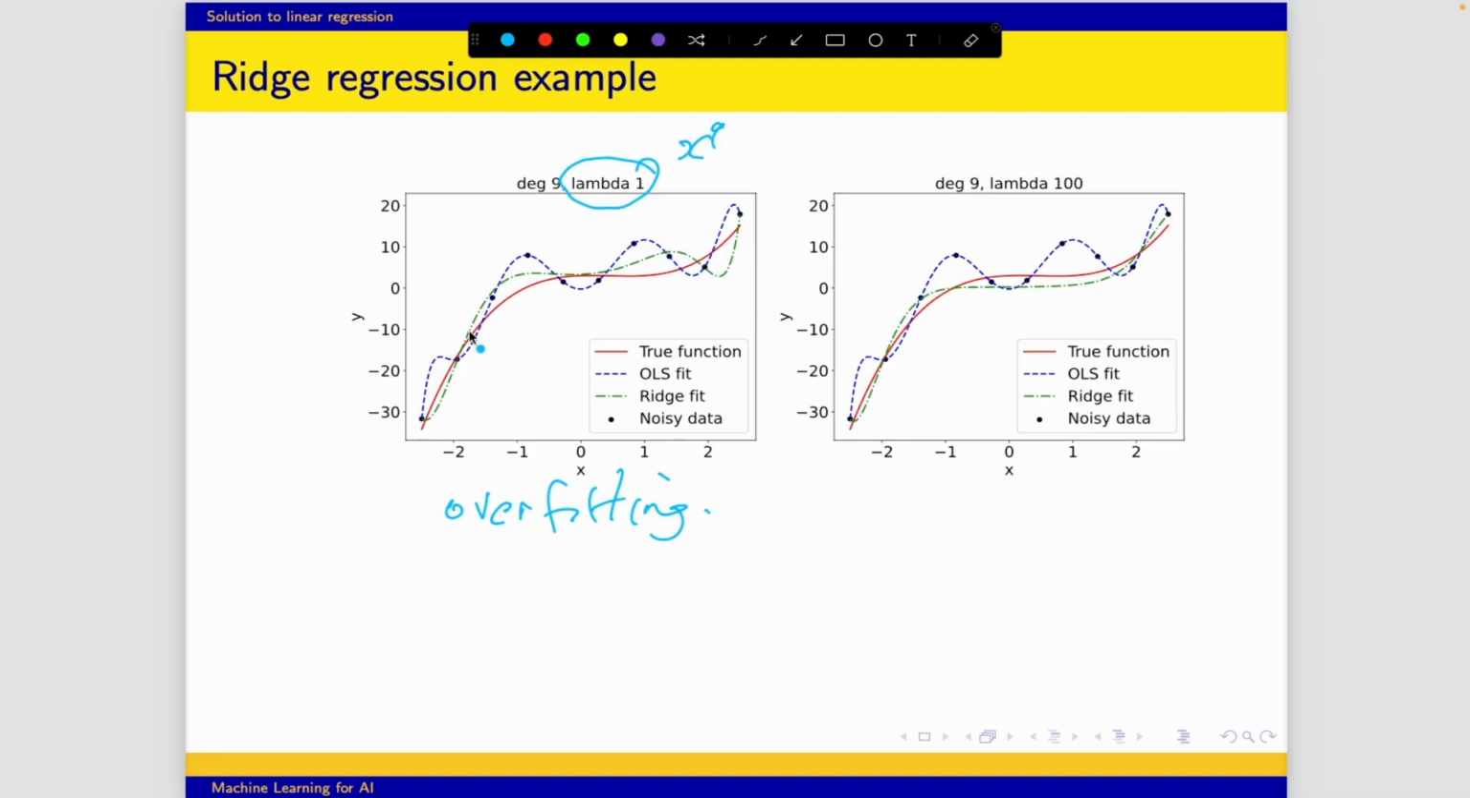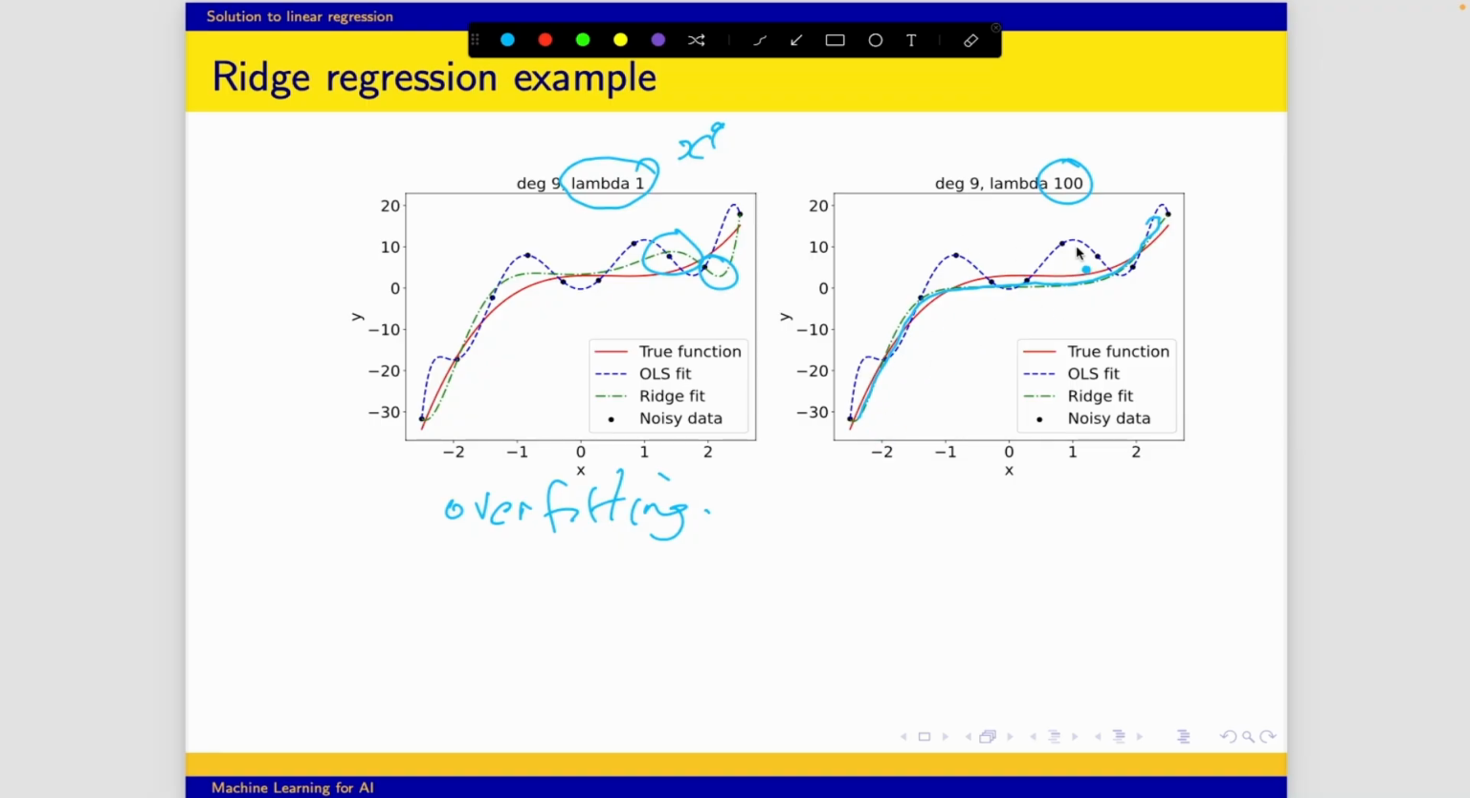Now, you can see it has improved, but not enough. We still get some wiggling, especially here and here. If we go to lambda is 100, we now get a much smoother result, which is much closer to our red curve. So we've solved the problem in some sense.